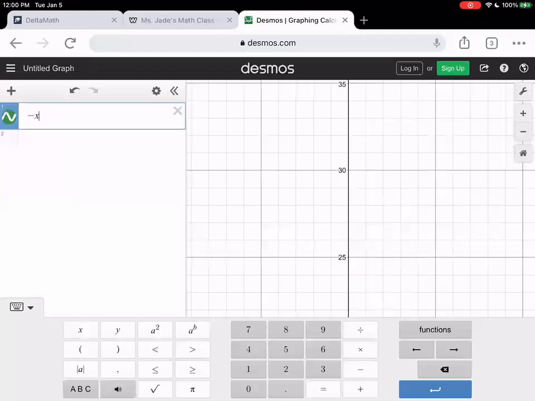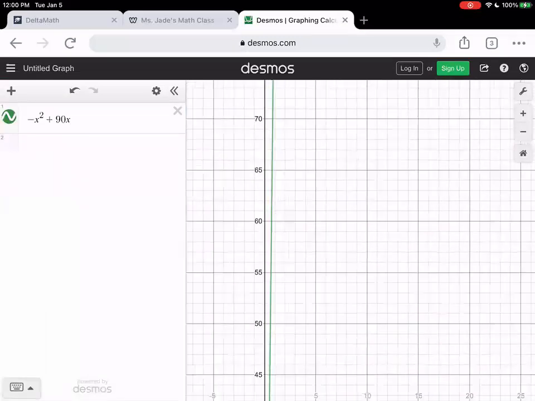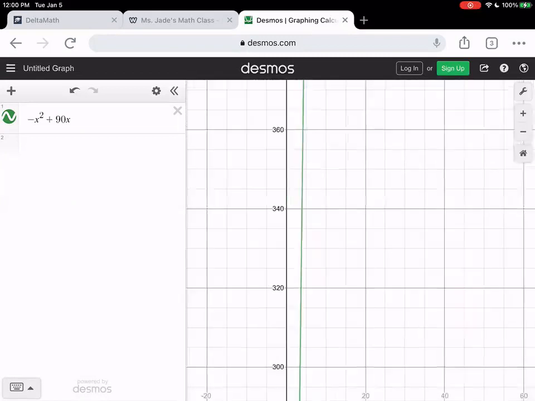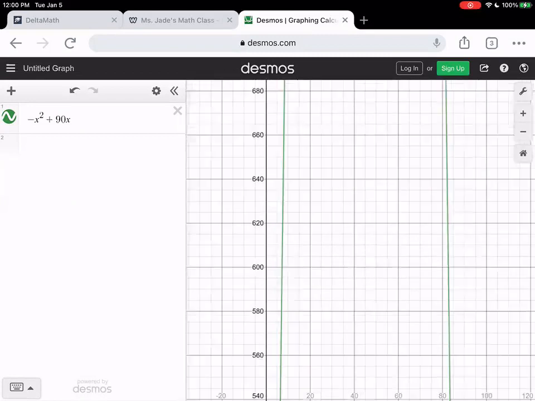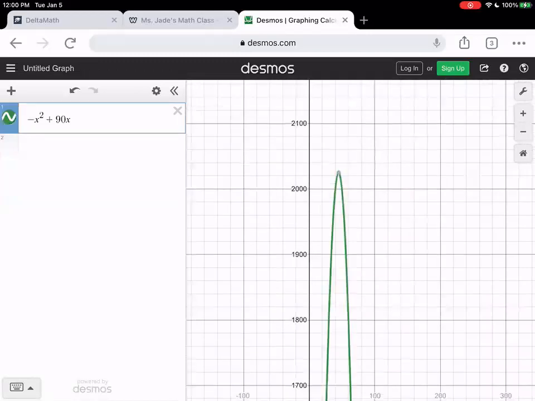Negative x squared plus 90x. Okay, so I'm just going to keep zooming out and scrolling up until I find the maximum. Scrolling out. Oh, there it is. There's my other side. We're getting there. Okay, there it is. Click on the top and it will give you 45, 2025. And so that is our maximum. So we have to go ahead and write that down on our skills practice. 45, 2025.